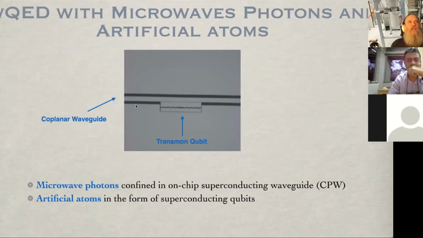So the waveguide is what we see here. We have just a strip of a superconducting metal, often aluminum or sometimes niobium. And then it just has a gap between that and two ground planes. The dark is just the silicon substrate underneath, and the light is the aluminum. And so this waveguide can tightly confine microwave photons.